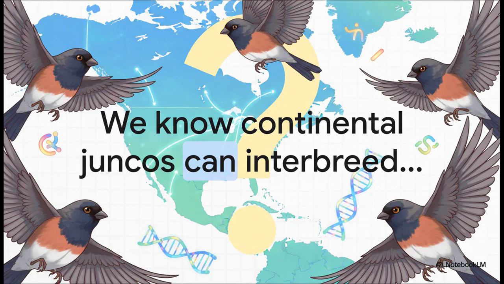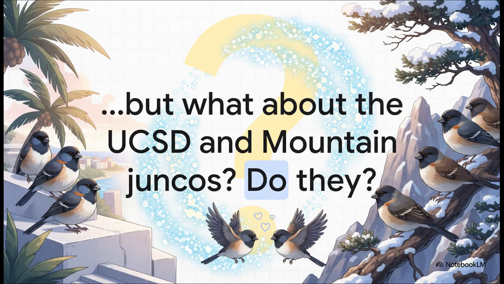Okay, so at this point, the whole class is on the same page. They've used the biological species concept and the map evidence to establish that all those diverse-looking Juncos across the continent, they're all members of the same species. Case closed, right? And then, bam, the lesson brings it all right back home. It takes this huge continental concept and focuses it like a laser on the original case study. Okay, great, it asks, but what about our Juncos, the ones right here? Do they interbreed? All of a sudden, the stakes feel really personal and immediate again.